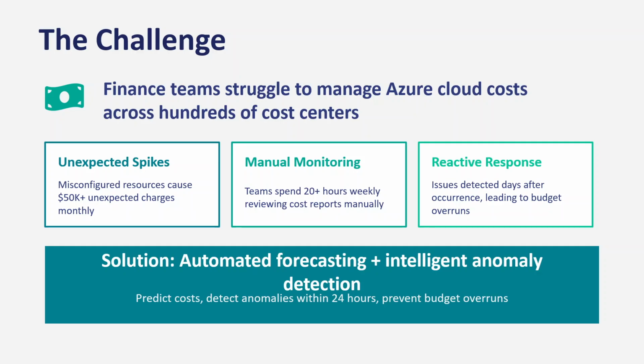Let's dive in. The project is called Azure Cost Forecasting and Outlier Detection System. The core idea is to use intelligent machine learning, specifically Facebook Prophet, to predict cloud cost and automatically flag unusual spending.